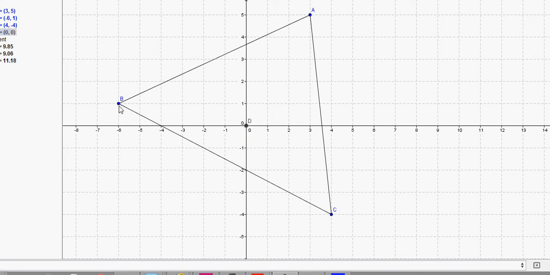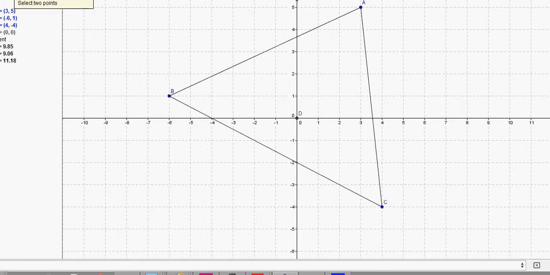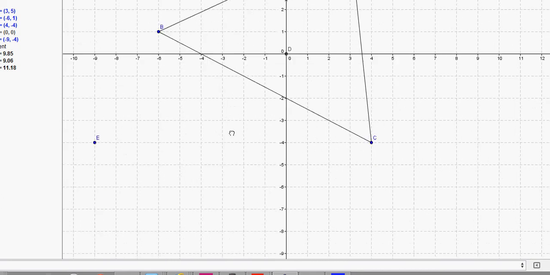Then we're going to move B down 5 blocks, 1, 2, 3, 4, 5, and across 3. So down 5, across 3. And then finally, we're going to move C down 5, across 3.